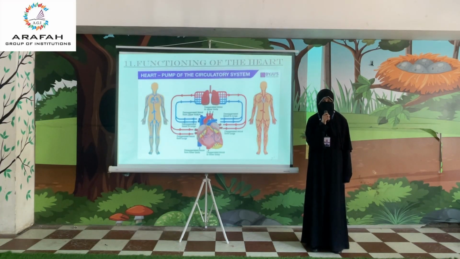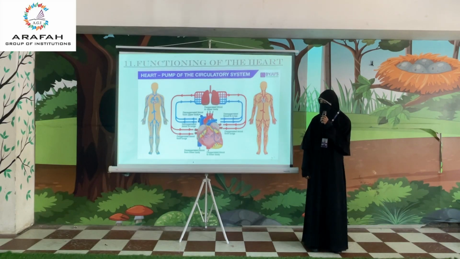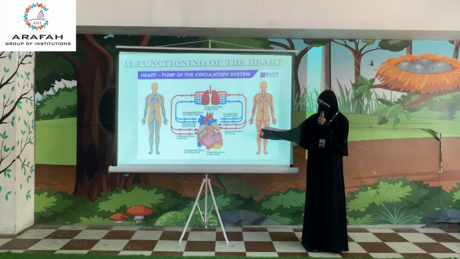Functioning of the human heart. The human heart is divided into 4 chambers. These chambers are separated by a muscular wall called septum. The upper 2 chambers are called auricles or atria and the lower 2 chambers are called ventricles.